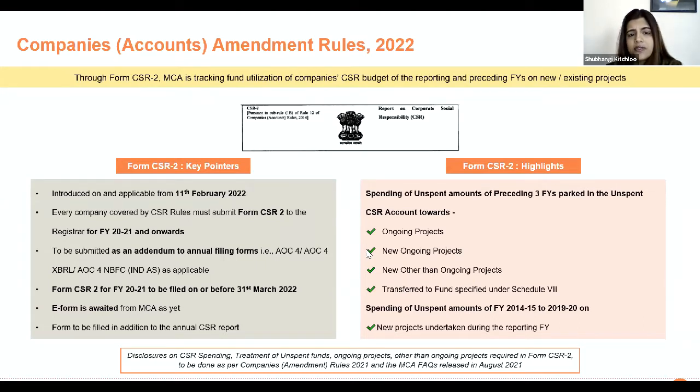The introduction of this form has not amended any of the CSR rules. The CSR form is to be filled in addition to the CSR annual report attached as an annexure to the board's report. I'm now going to hand over to Kajal, who will start taking us through CSR Form 2.